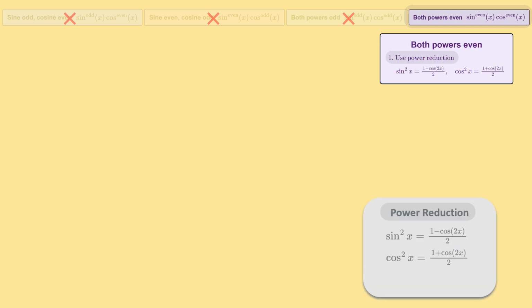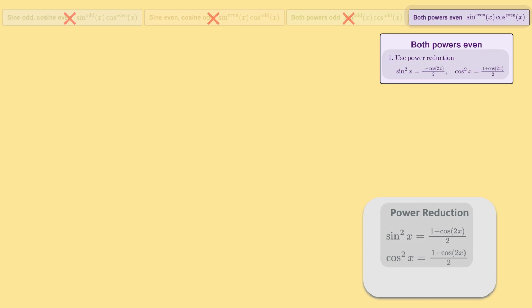The two identities we use are sine squared of x is equal to the quantity 1 minus cosine of 2x all divided by 2, and cosine squared of x is equal to the quantity of 1 plus cosine of 2x all divided by 2. We'll put these to the side for now.